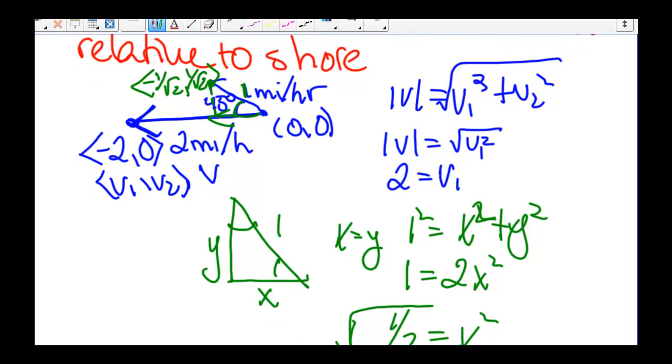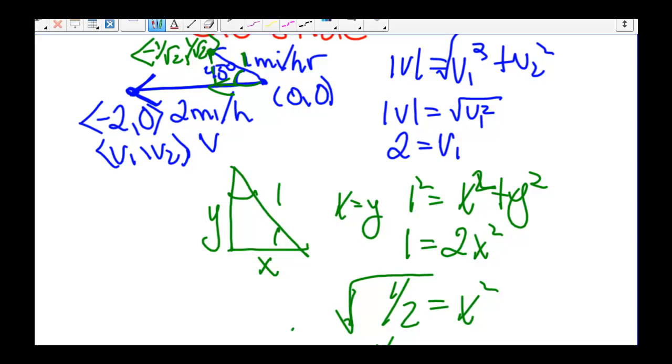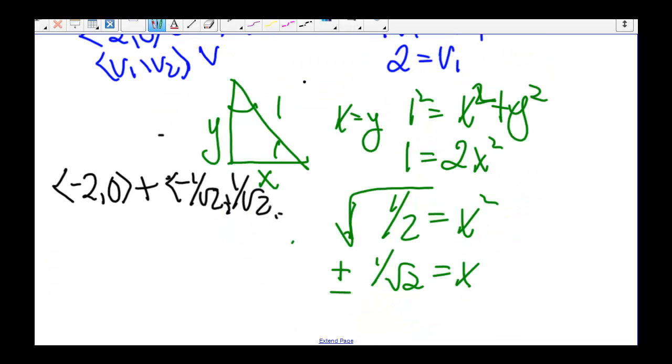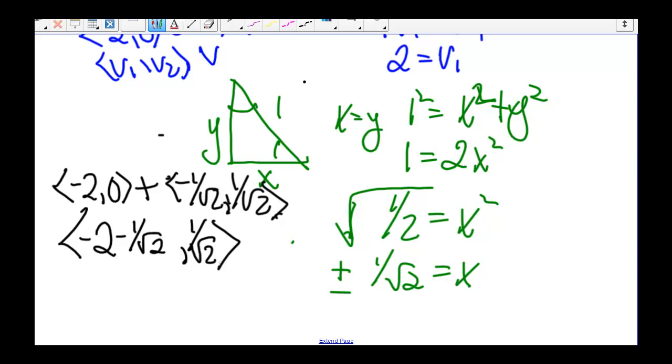So now we need to add these vectors together. We need to add -2, 0 plus the vector -1 over square root of 2, comma 1 over square root of 2. So we get -2 minus 1 over square root of 2, comma 1 over square root of 2. And so that is going to give us the vector. So that is the direction we are headed.